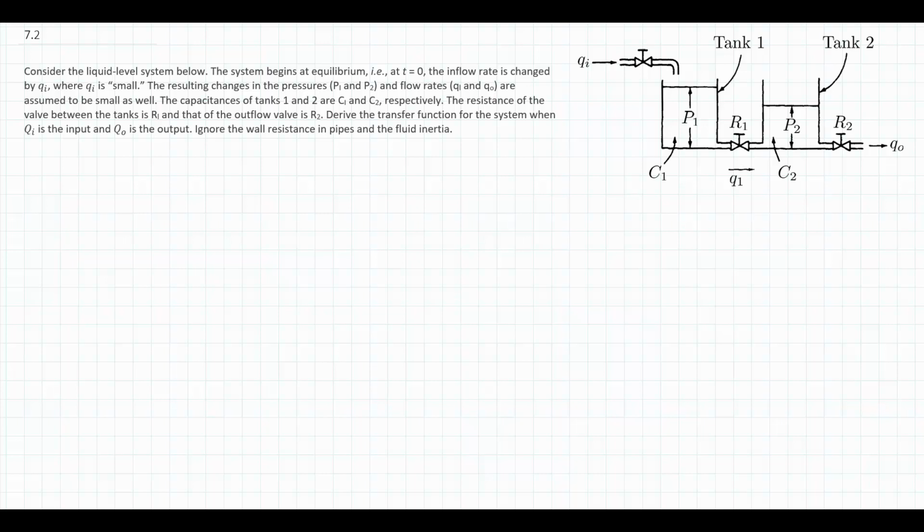This large-scale fluid system looks a lot like the first example. In fact, the only difference between this and the previous example is where the inlet flow is located. In the first example, it was going into tank 2, and here it's going into tank 1. So, a slightly different system, and we're going to be looking for a different transfer function. Here, we are going to be looking for Q out over Qi as our one desired transfer function.